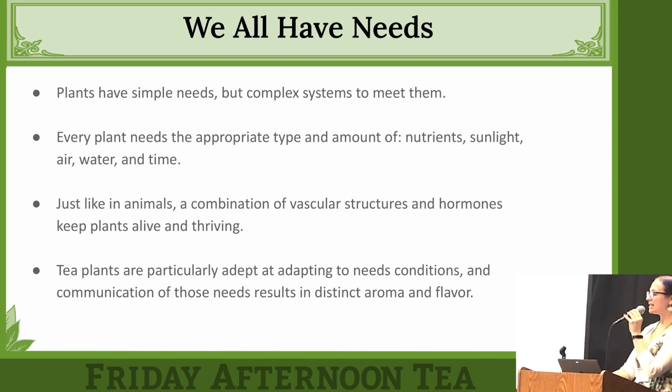All right, so yes, plants, as we've noted a little bit here looking at these root systems, do have simple needs, right? However, we can adapt to meet them as needed. So the things that a plant really needs: the correct nutrients, the correct sunlight, air, water, and time, right? These are kind of the factors.